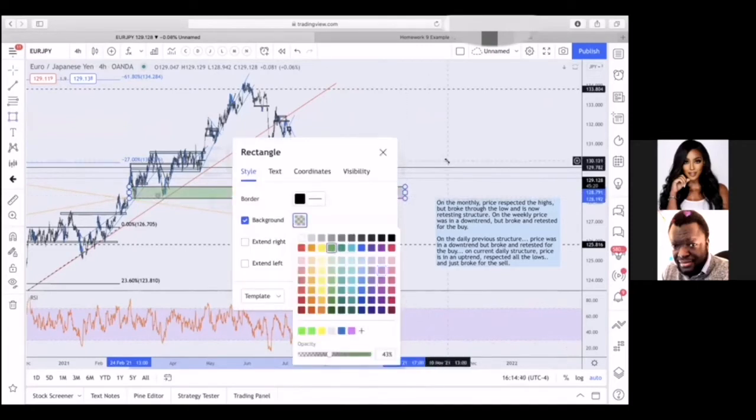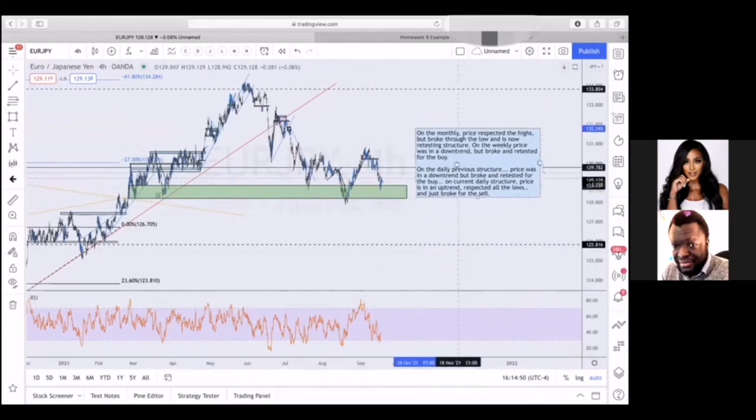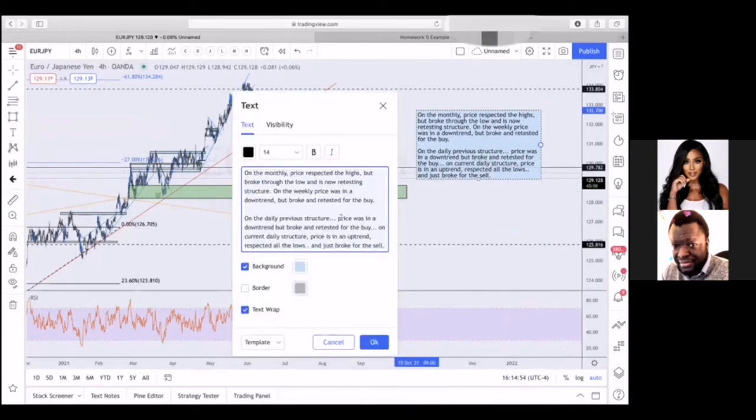And again, I use green for the 4 hour. So this is a whole support. It came down, tested support. And then right now, this is our current structure. But on the 4 hour, we're just going to write what happened.